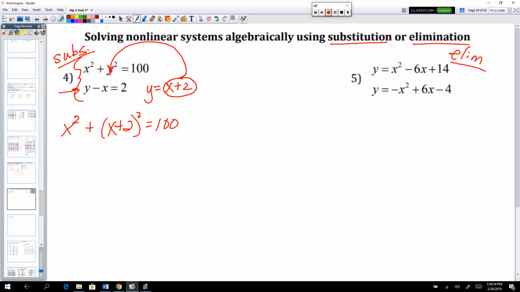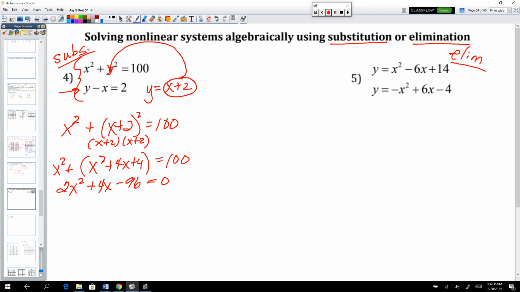Well, how in the world do we solve this? We can solve for x. We have our quadratic tools available to us to solve for x. First, remember that this is x plus 2 times x plus 2. So make sure that you FOIL that together. So what we have here is this x squared out here all by itself plus x squared plus 4x plus 4 equals 100. Let's get our like terms together and get a 0 on the right. So 2x squared plus 4x, let's subtract 100, so minus 96 equals 0.